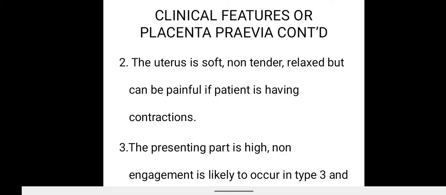We're saying that there will be no engagement due to the fact that the placenta is embedded in the lower segment. Where the baby is trying to engage, you find that there is no space for engagement. Hence, the presenting part is high when trying to do VE.